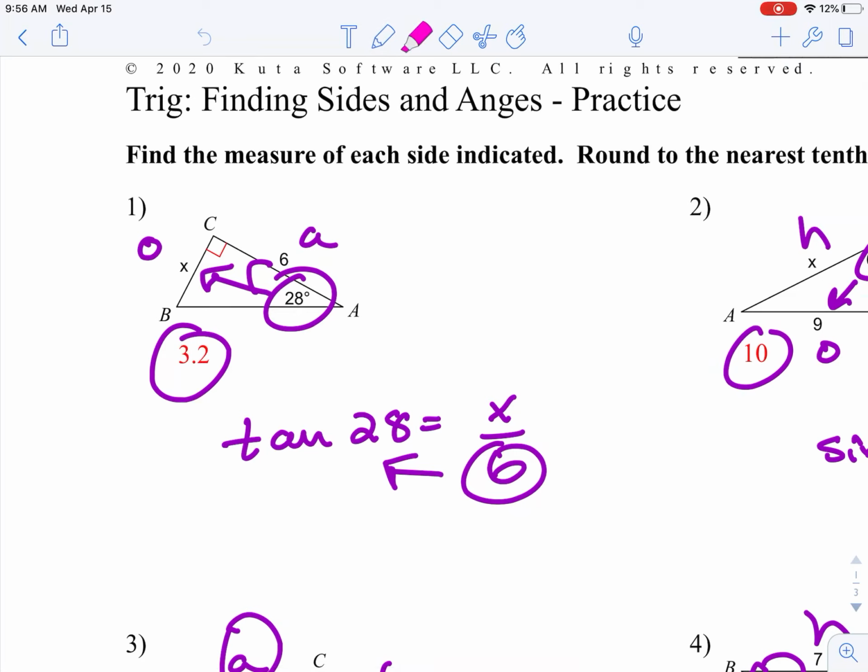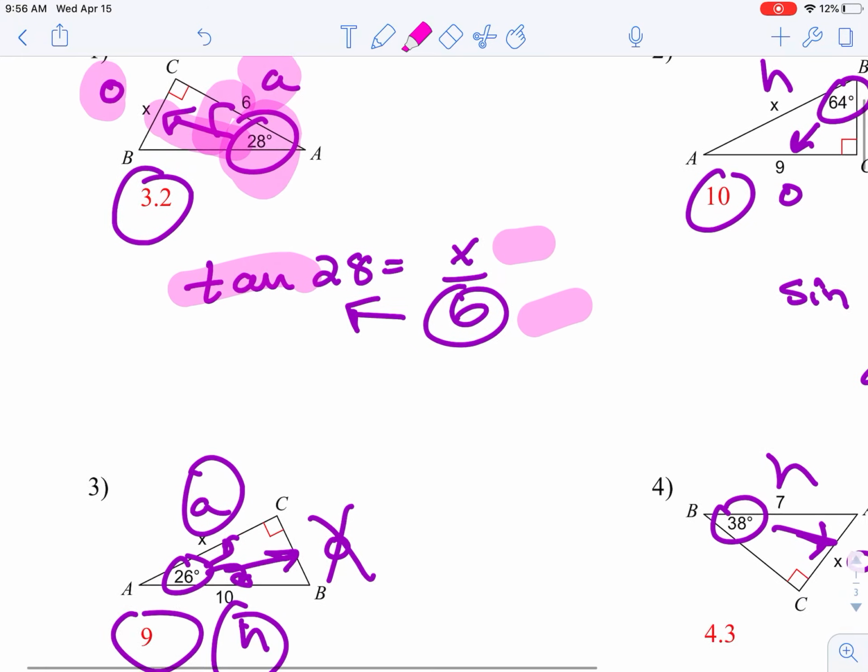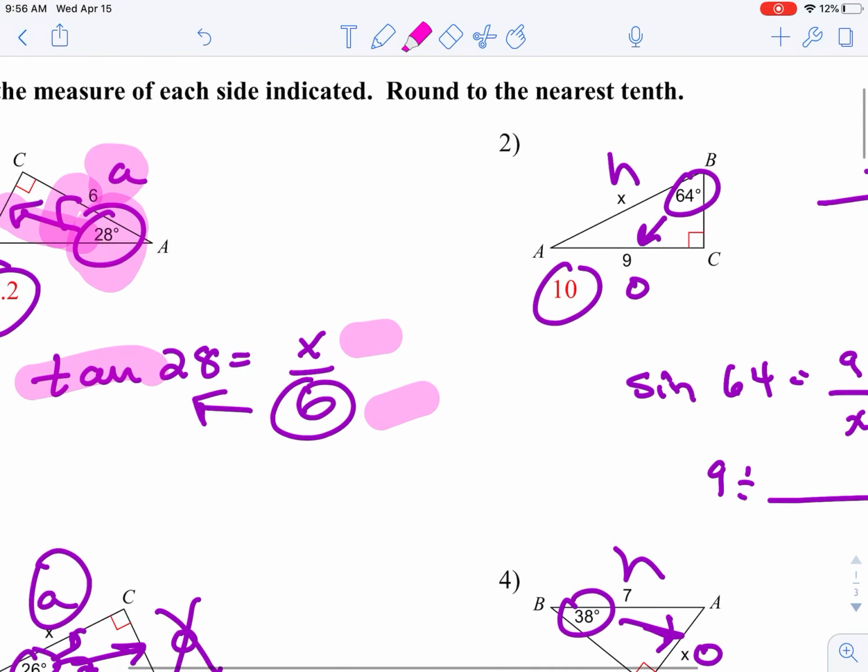All right, so from 28, you go across, that's opposite over adjacent. That's why you get tangent, okay? Now, it's opposite over adjacent, so that's why it's x on top and 6 on the bottom. So when you put it in your calculator, you multiply, okay?